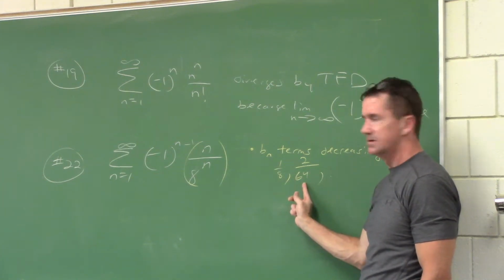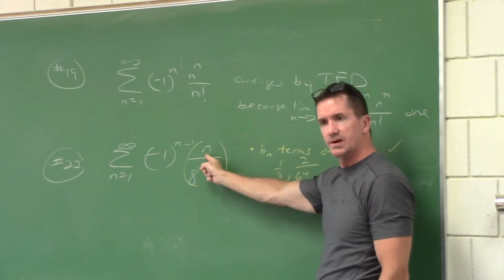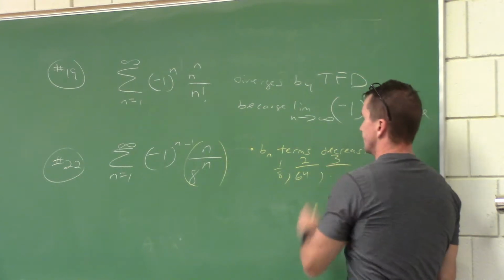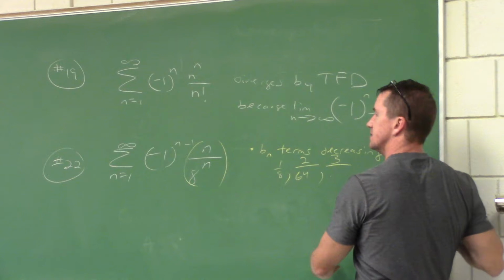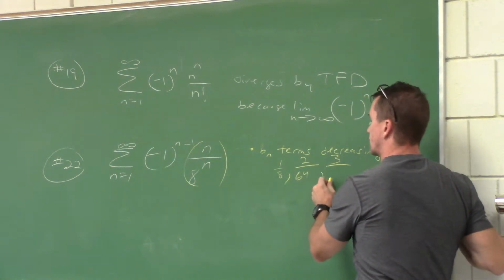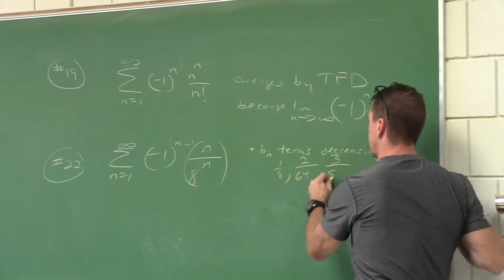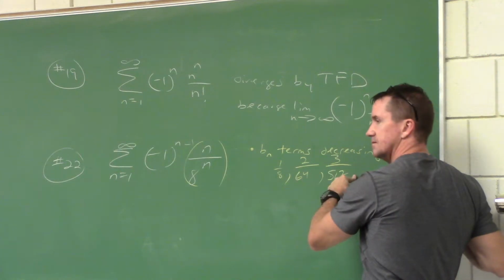It's going to continue. Because you plug in, what's the next number? 3. And you get 8 cubed. What's 8 cubed? What's 64 times 8? 512. Yeah. I mean, they're just shrinking.